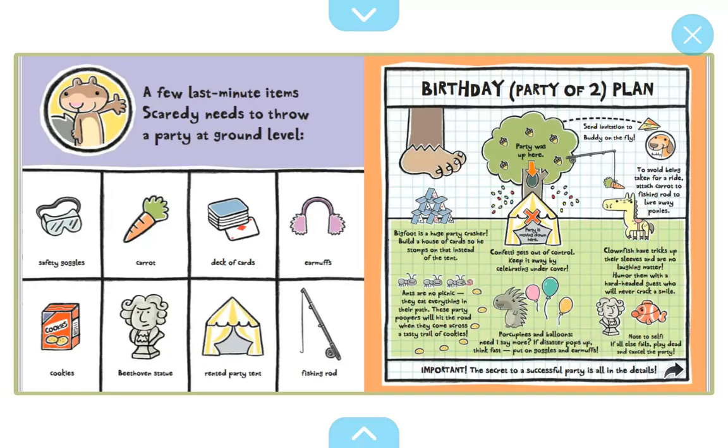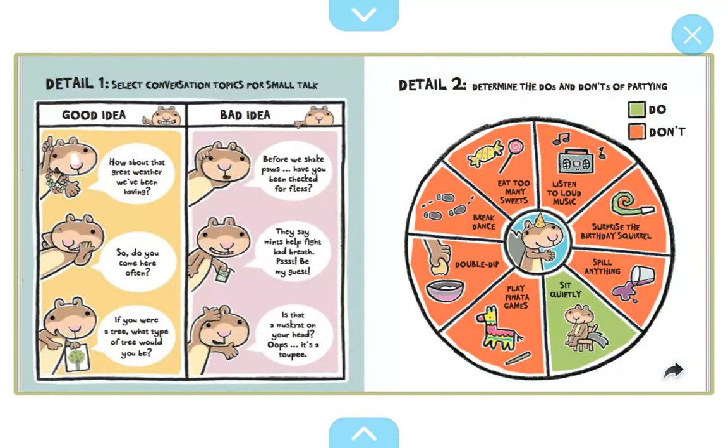Important, the secret to a successful party is all in the details. Detail 1. Select conversation topics for small talk. Good idea. How about that great weather we've been having? So, do you come here often? If you were a tree, what type of tree would you be? Before we shake paws, have you been checked for fleas?